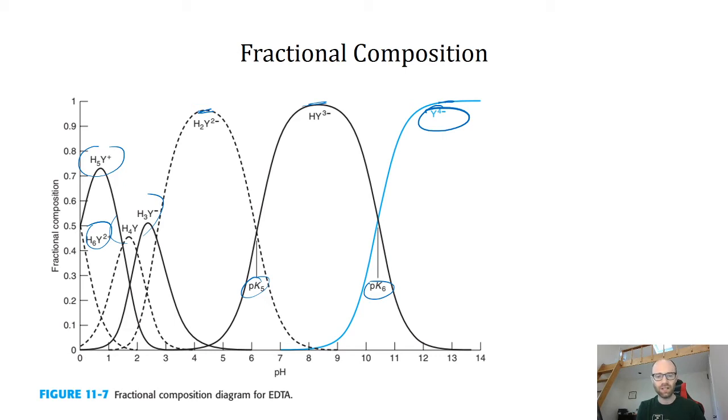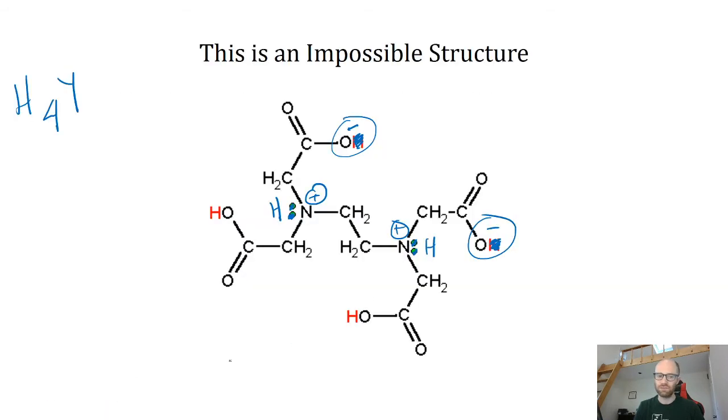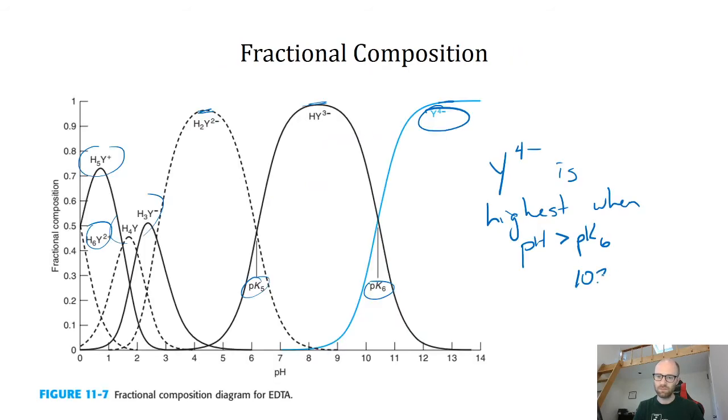I mean, obviously you can look at this picture and say Y4- is highest when pH is greater than pK6. pK6 being, what was it, 10.35? 10.37. So that means if your pH value is, I don't know, anywhere above 9 or 10, that's where we're really going to start to see the emergence of this Y4- form. But we want some math to back that up. And yes, I know that pH equals pK6 is a helpful number, but we're going to need more numbers than that.